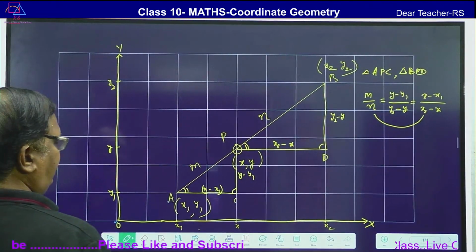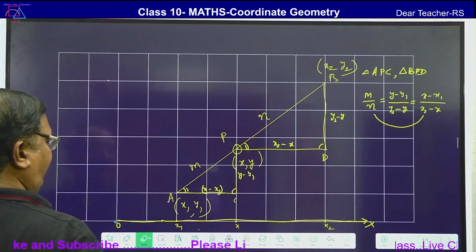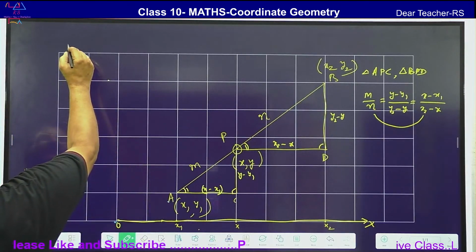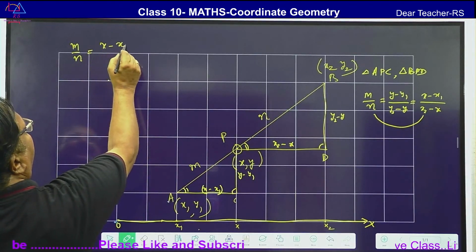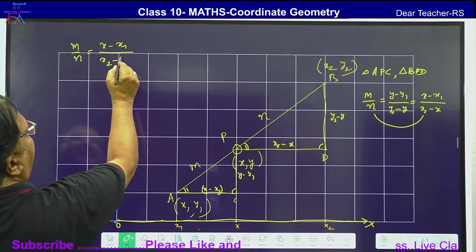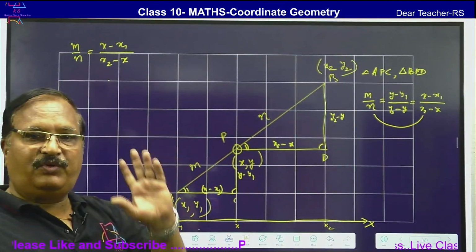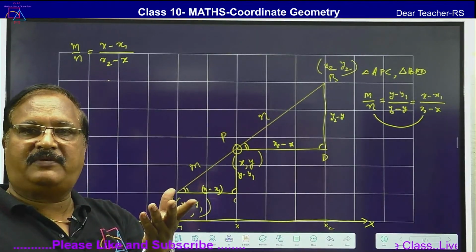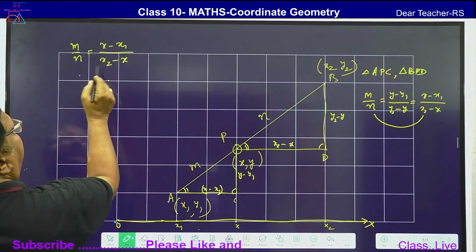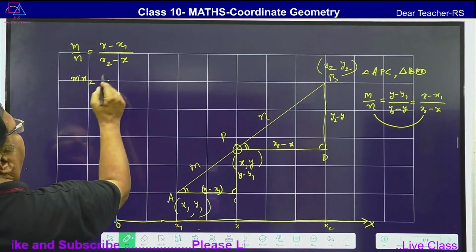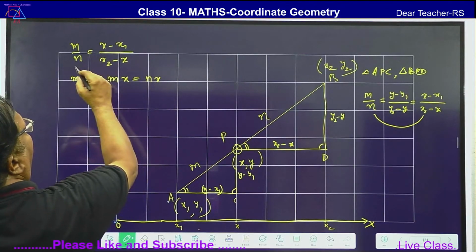I will rub this y axis and do it here. So that means m by n is equal to x minus x1 by x2 minus x. You have to cross multiply, and after cross multiplying you will get an equation, from which you have to make x the subject and find its value. So now I will put it: m into x is equal to n into x2 minus n into x1.